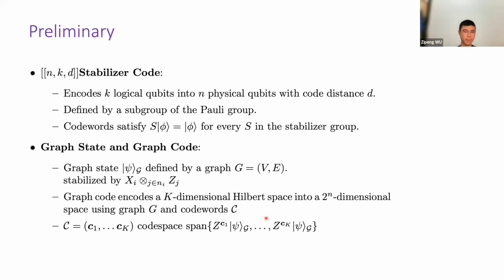To briefly point out, the code space will be spanned by these capital K states, which are the graph state and some Pauli Z strings acting on this graph state. As I have mentioned before, this kind of state is still a stabilizer state. It's local Clifford equivalent to a stabilizer code.